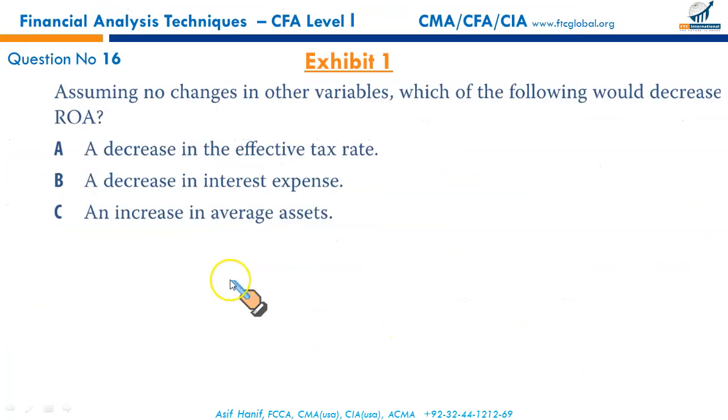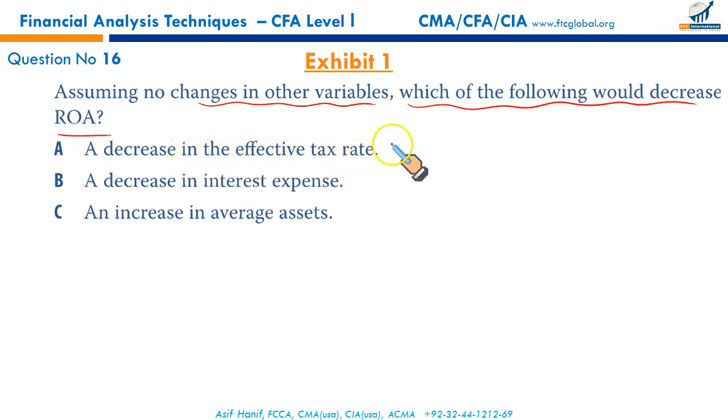Last question from this exhibit, question number 16. Assuming no changes in other variables, which of the following would decrease return on assets? A decrease in the effective tax rate. When the tax rates fall, net income increases. When net income increases, it should result in higher return on assets. We are looking for decrease. Mind the word. Do not forget that.